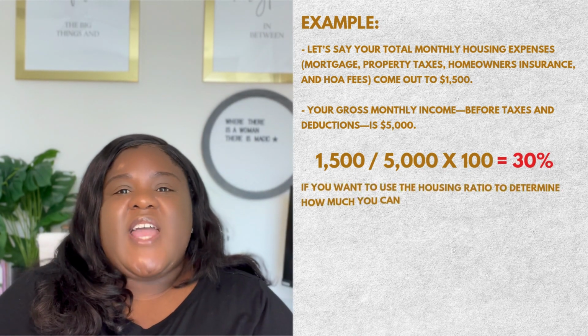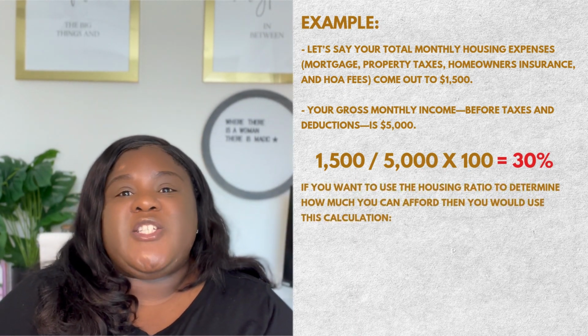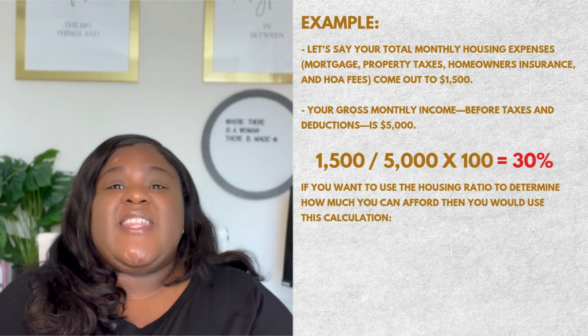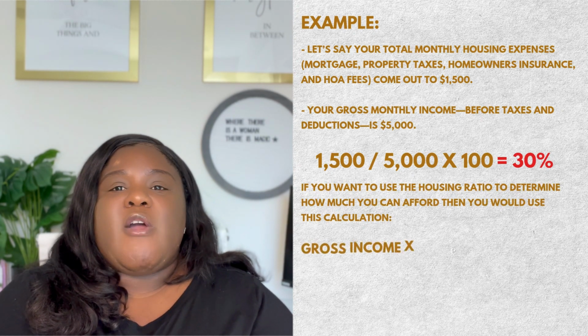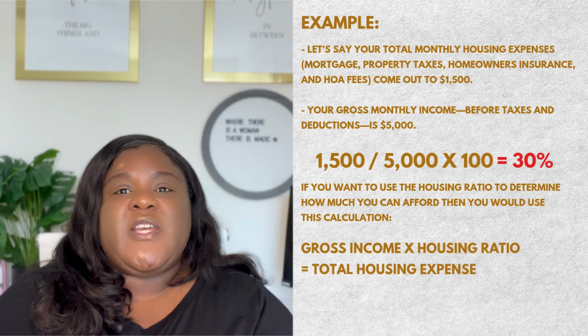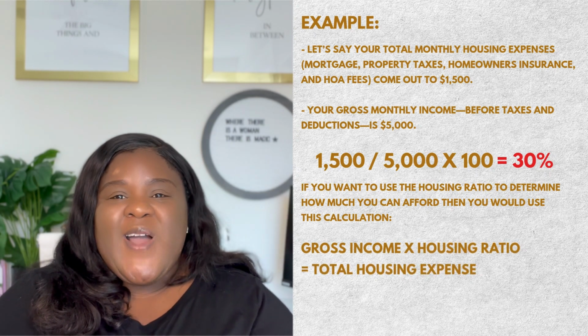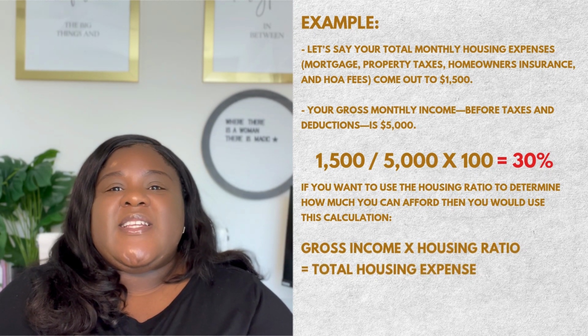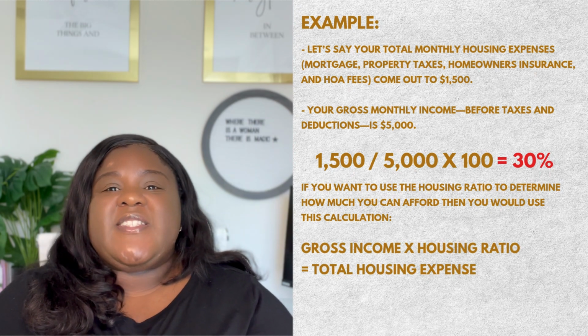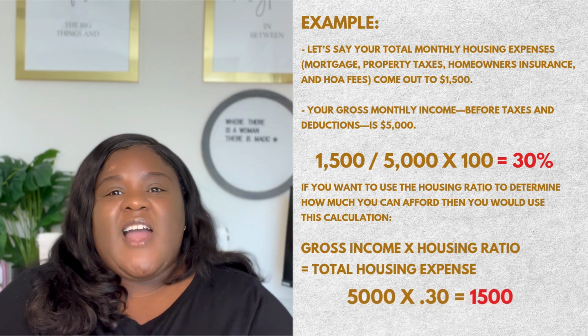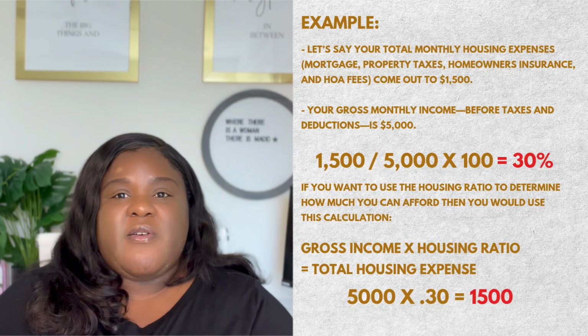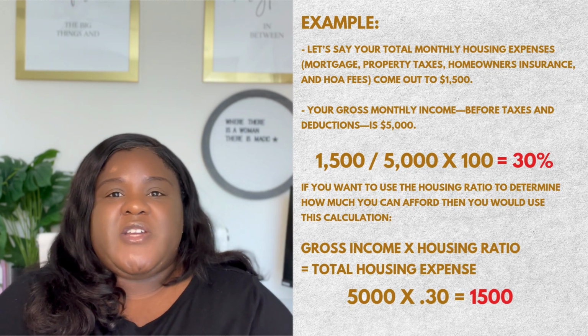$1,500 divided by $5,000 times 100 equals 30%. If you want to use the housing ratio to determine how much you can afford, then you would use this calculation. Gross income times housing ratio equals total housing expense. Using the same scenario above, here's the calculation. $5,000 times 0.30 equals $1,500.